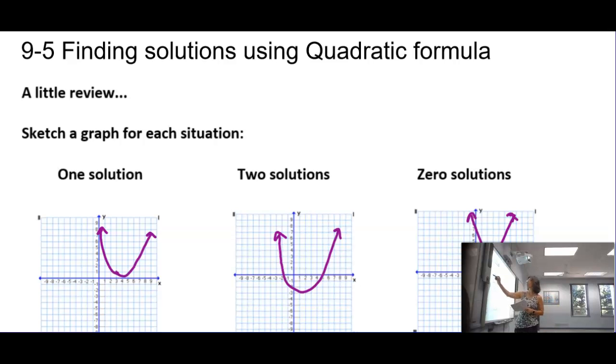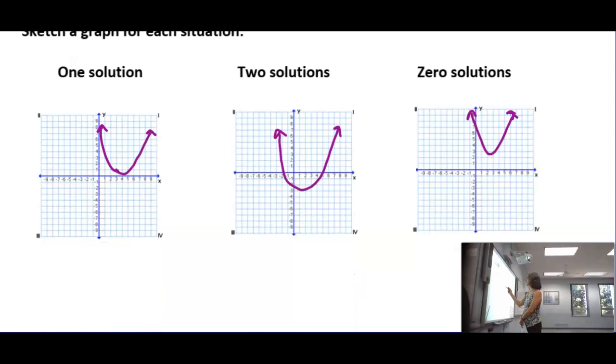So we know that a one solution graph looks like this, where it hits the x-axis in one spot. I don't know why this is not moving. Okay, I got it moving. And two solutions looks like this, where it hits the x-axis in two spots. And no solutions looks like this, where it hits the axis in no spots. So we know that, and that's important.